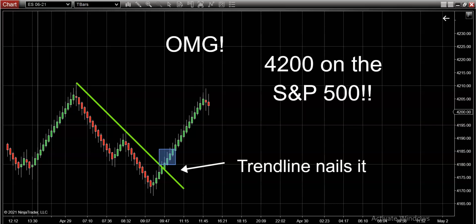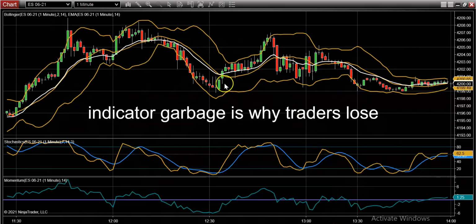We don't mess with indicators. We don't mess with garbage candlesticks. We don't look at chat rooms. We're only interested in the truth about what the charts are telling us. As you can see here, there are no indicators, nothing. These professional, what I call clean charts, do not look anything like this.